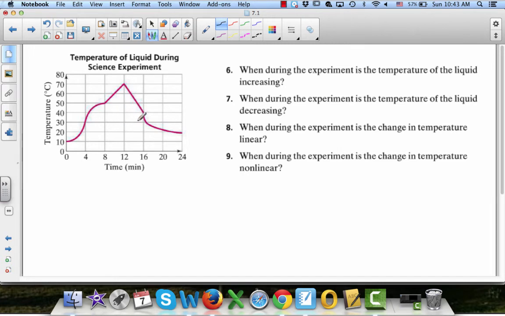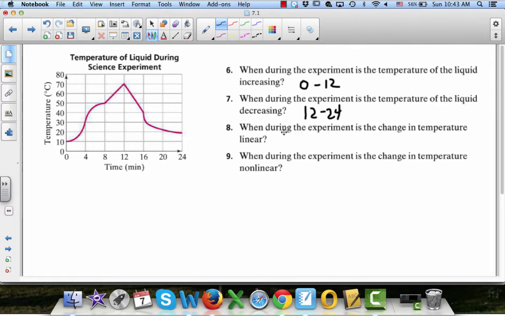Okay, let's look at this graph. When during the experiment is the temperature of the liquid increasing? Okay, from 10, it starts going up, going up, going up, until it gets to right here. So from 0 to 12 minutes, it is increasing. When during the experiment is the temperature of the liquid decreasing? Well, we look over here, this was its highest point at 12. Then it starts going down until it gets to 24 here. So it decreases from 12 to 24.